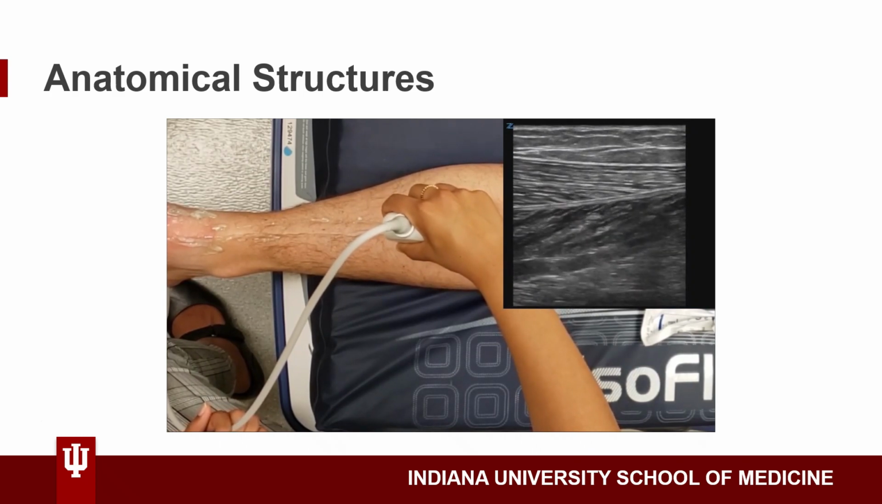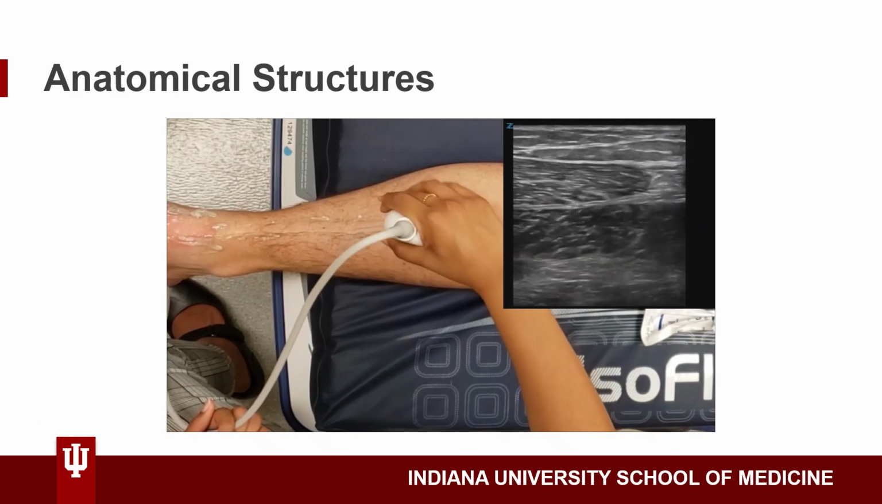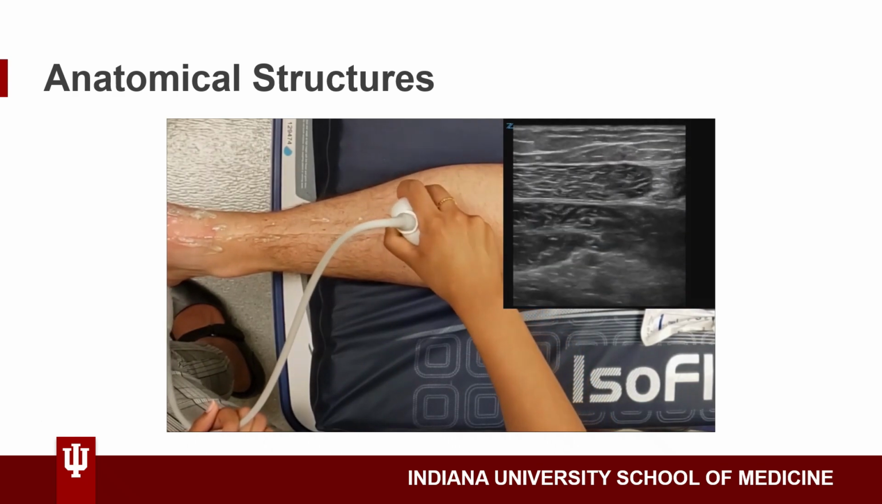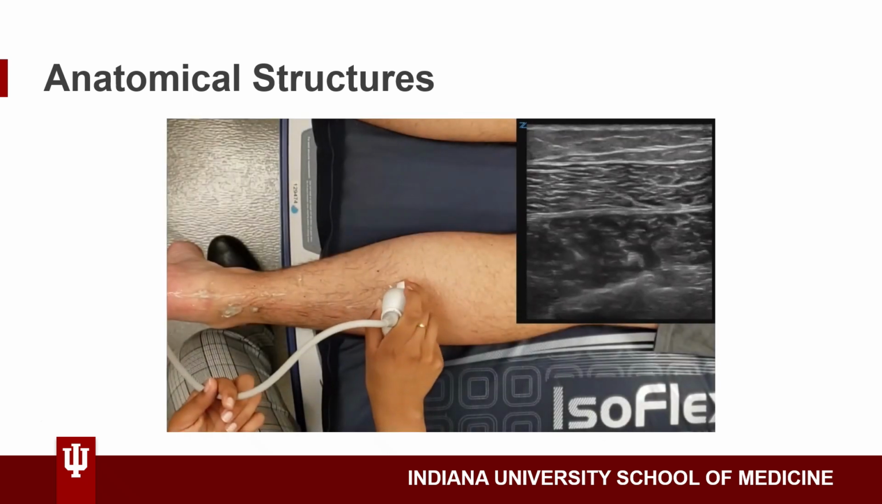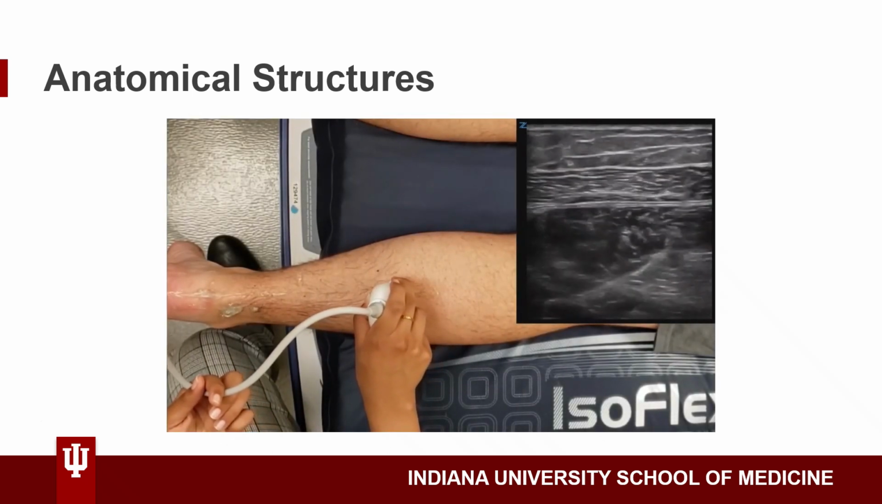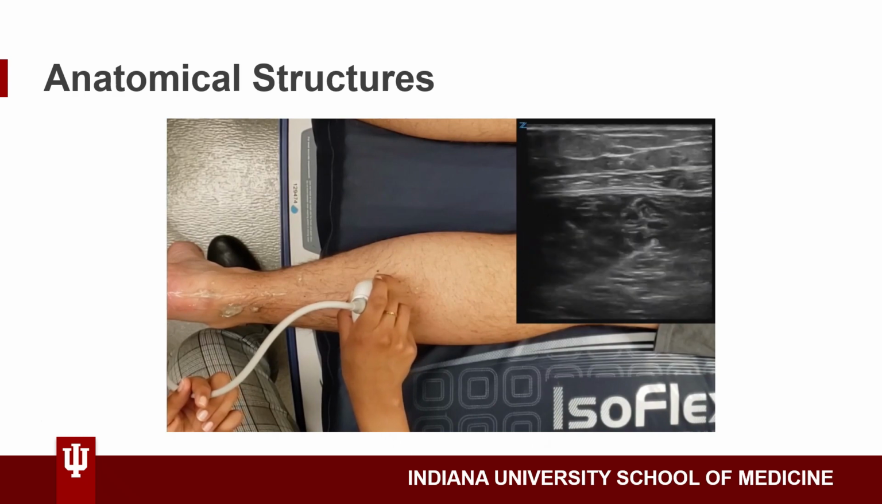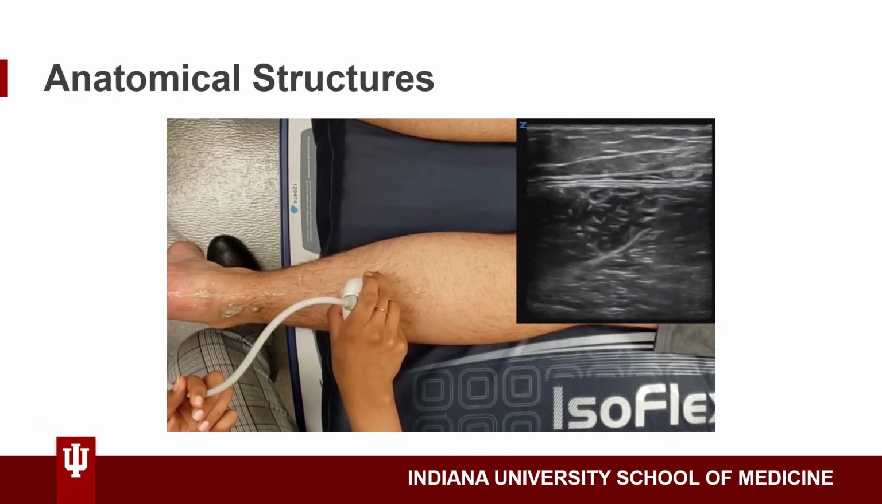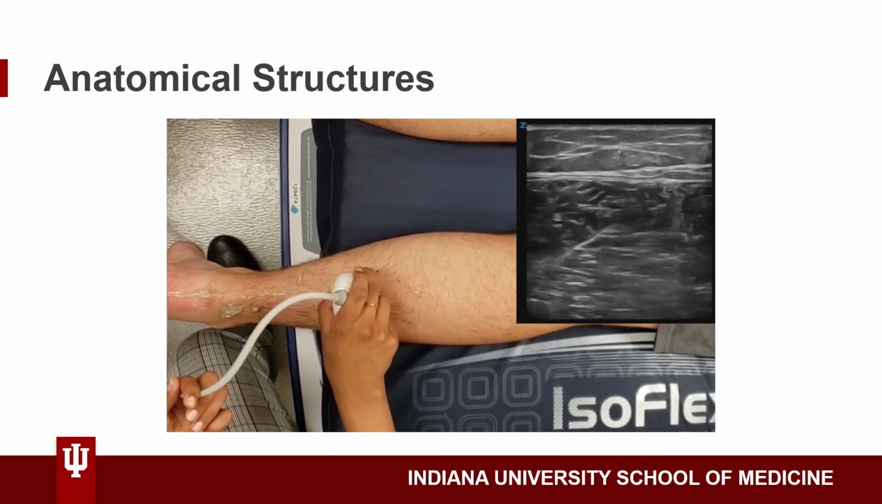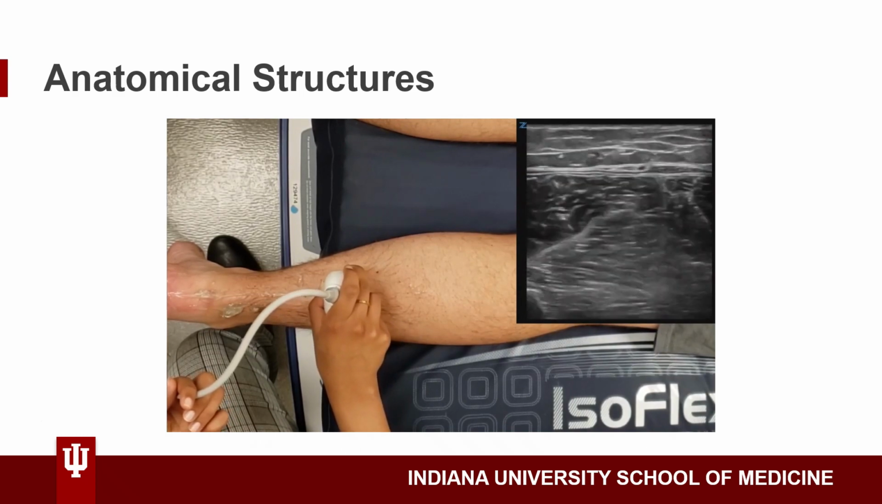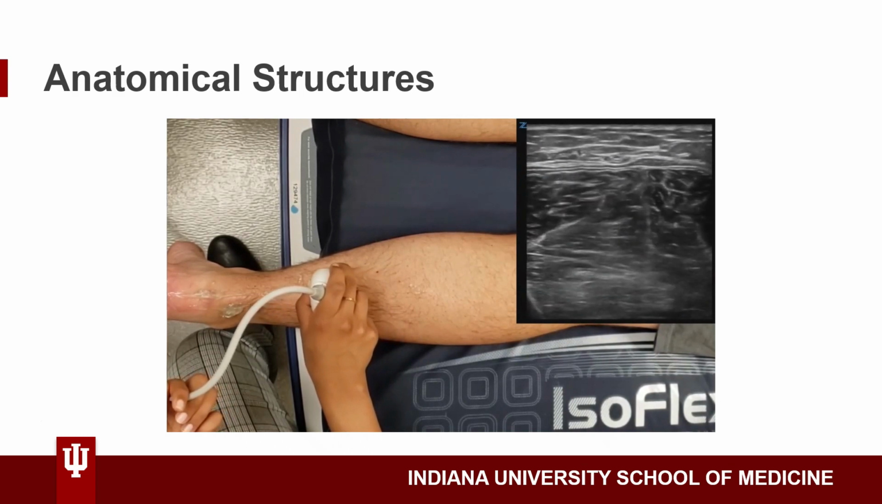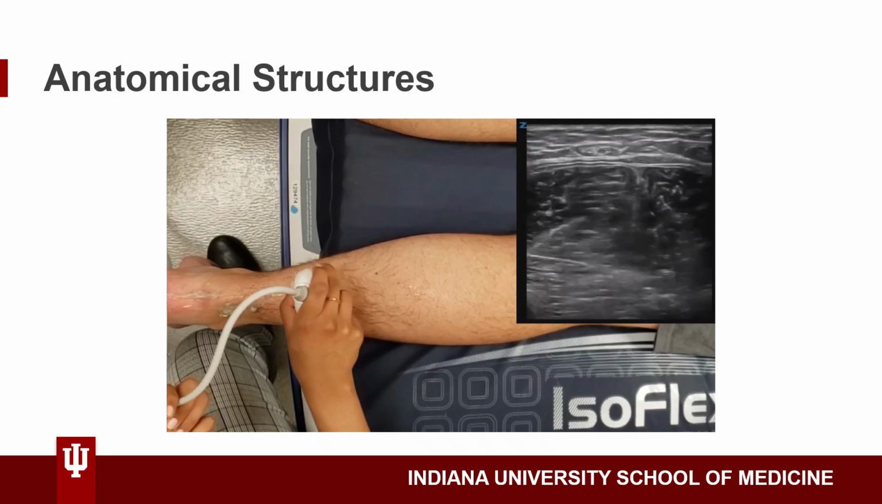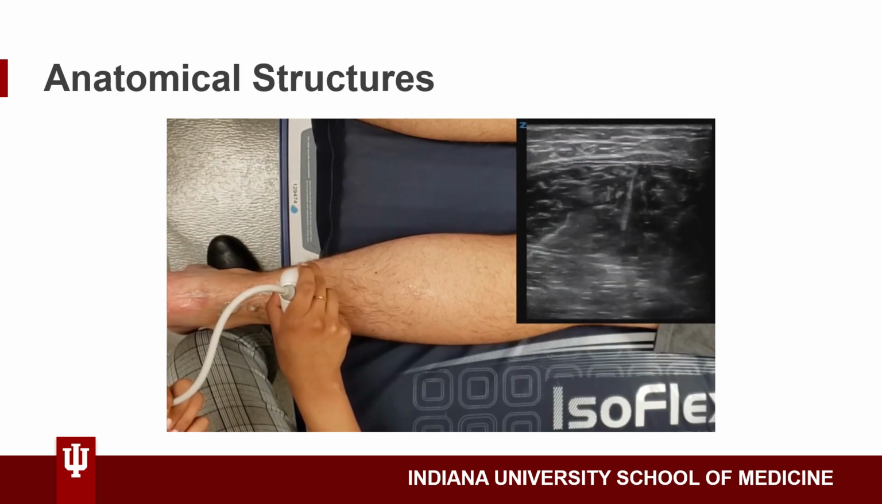I'm going to rotate the probe 90 degrees to get a short axis view and then move back down towards the heel. Once again, I'm looking for any irregularities in the tendon. It can be useful to obtain a scan of the patient's unaffected side. This will serve as a control representing the patient's normal anatomy.